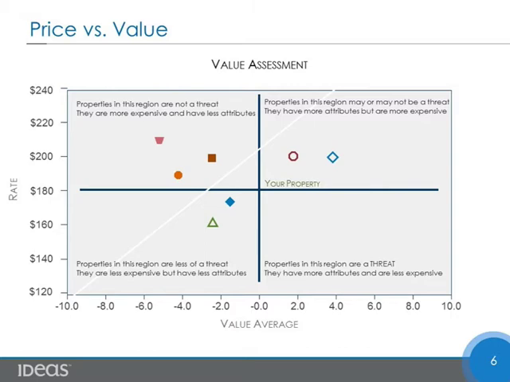The two hotels in the bottom left quadrant are less of a threat as they are less expensive and have fewer attributes. Well, bear in mind that if they improve their offerings and move to the bottom right quadrant, they will become a real threat to you.